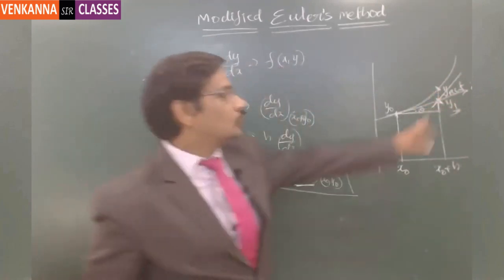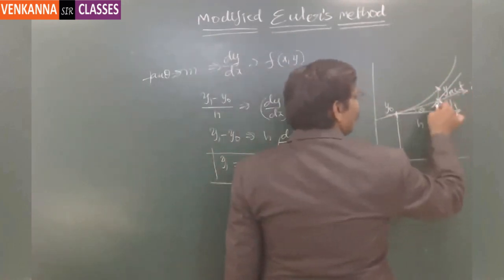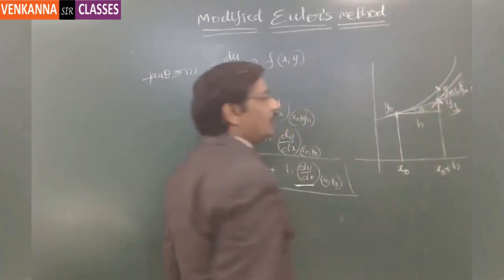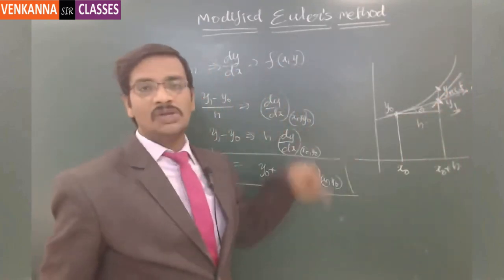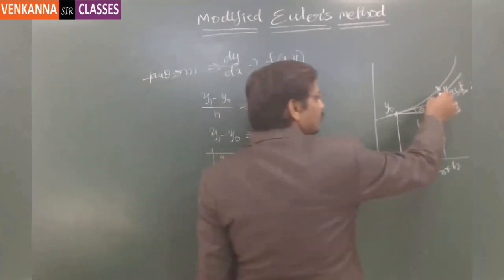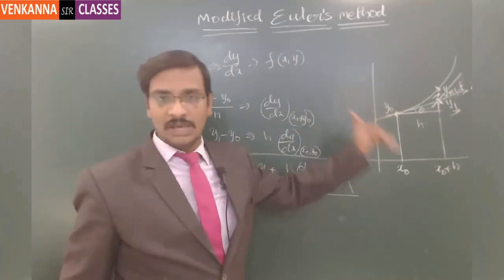So that is a new slope, and if you take the average between this slope and this slope, then you are going to get a better value of the slope. Based on that better slope, if you calculate the y value, you can further approximate to this location, which is the next approximated location for the same y1 there.